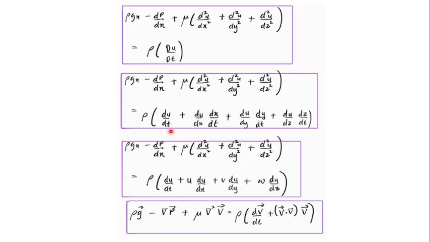Now du dt is represented by the acceleration, and u is also a function of x, y, z, and t, of course. So the chain rule has to be used in this equation, and essentially we arrive at this equation where dx dt equals u, dy dt equals v, dz dt equals w. And we arrive at this equation, rho g minus pressure gradient, viscous force, mass times acceleration.